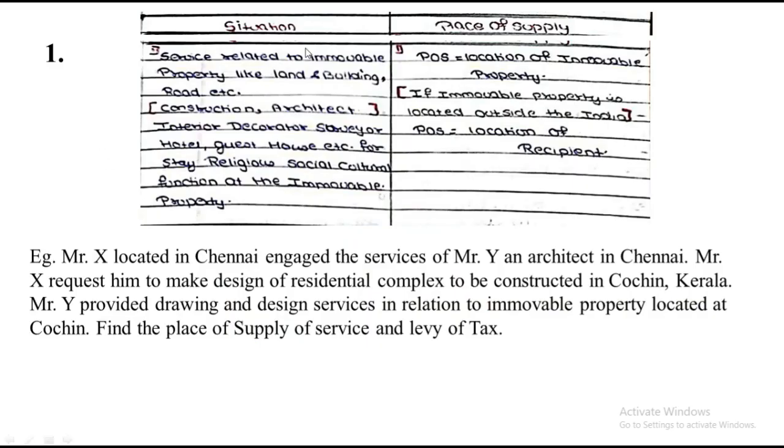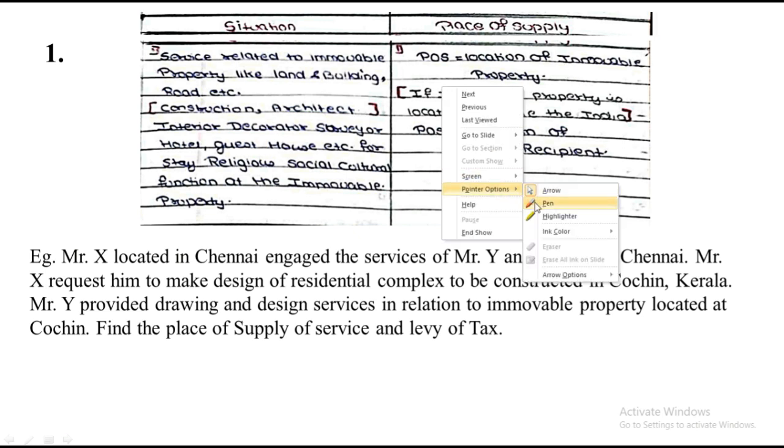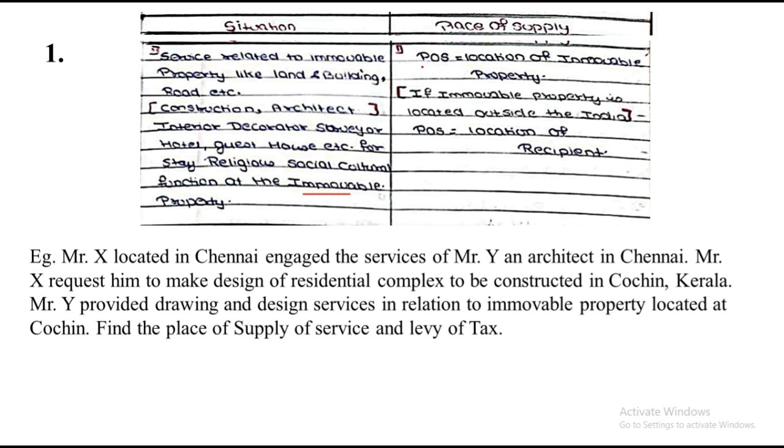Number one, the first situation is services related to immovable property like land and building, road, etc. That can be in the form of construction, architecture, interior decorating, survey, hotel, guest house, etc. for staying, for religious, social, cultural function, or at any immovable property. So this is a basic rule based on immovable property. If there is any service which is related to immovable property, your place of supply will always be the location of immovable property. That's the most important thing that you have to remember.